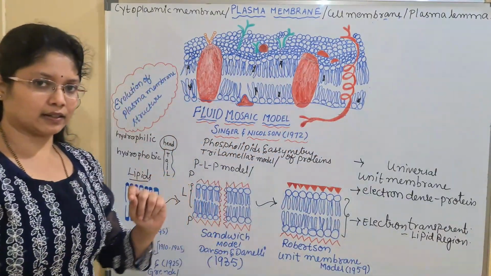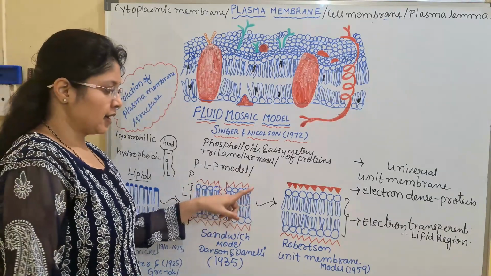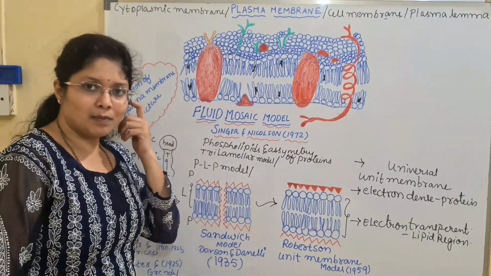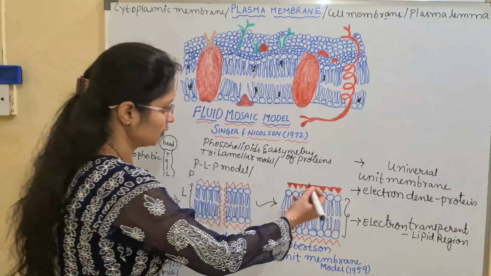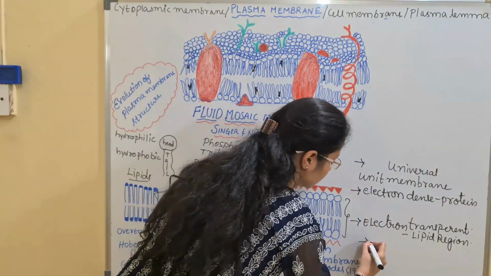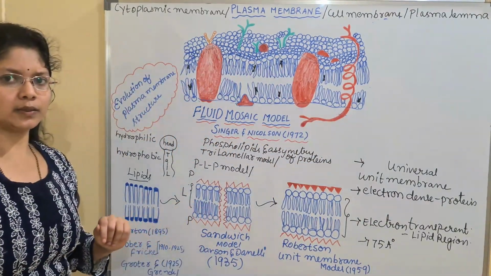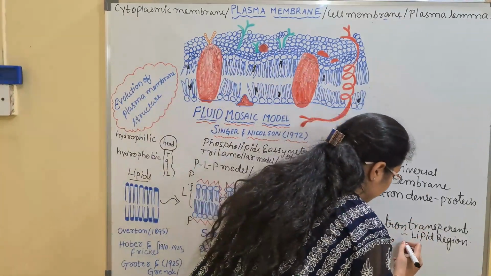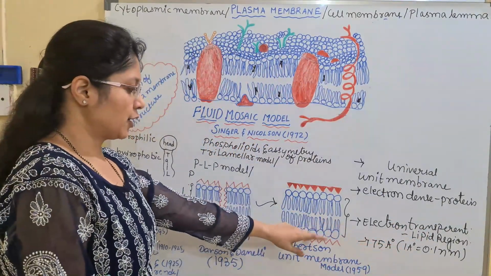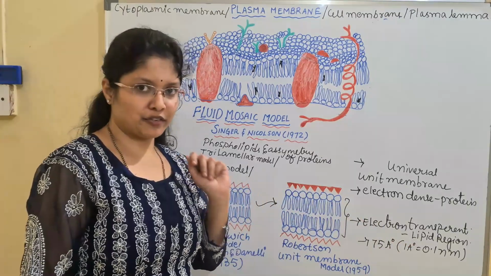And the next important thing is the thickness of the membrane. The overall membrane will have a thickness of 75 angstroms, as given by Robertson. 75 angstroms is 7.5 nanometer. Here I will write, 1 angstrom equals 0.1 nanometer. In nanometers, it is 7.5 nanometer.